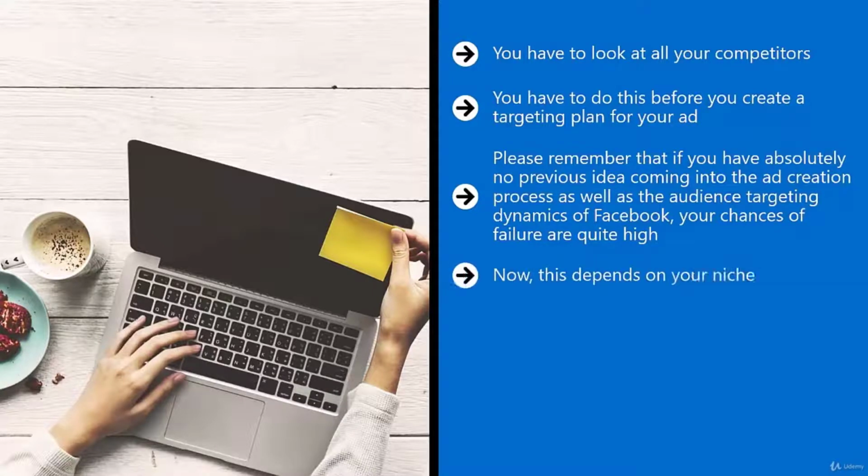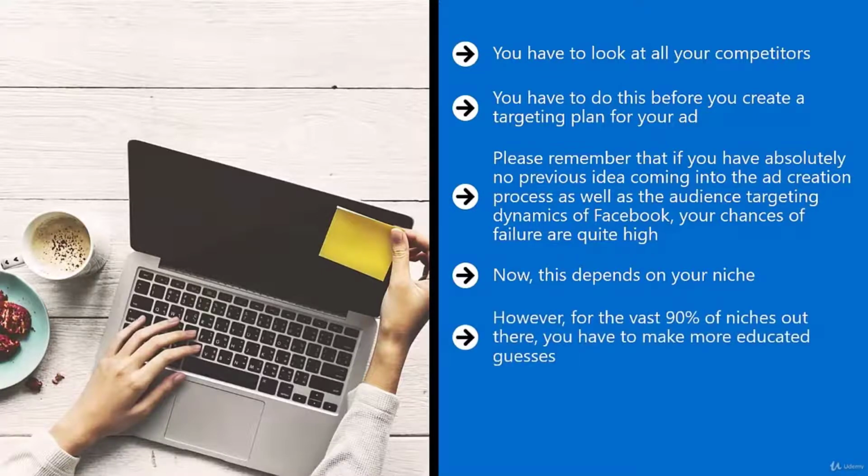Now, this depends on your niche. Some niches are pretty much well represented on Facebook. It's very easy to see who your competitors are. A lot of them show their ads on their timelines, and you can pretty much figure them out. However, for the vast 90% of niches out there, you have to make more educated guesses.